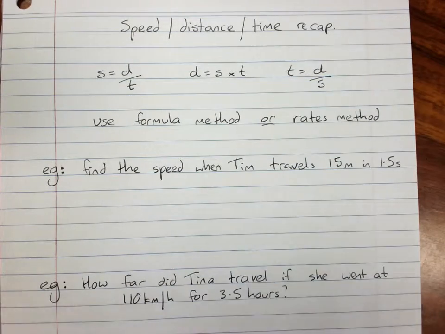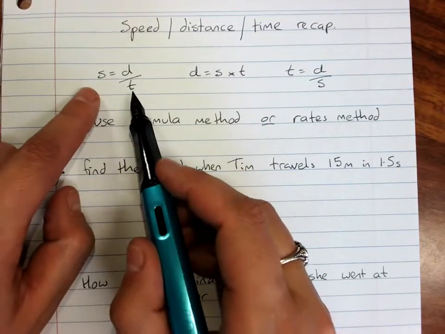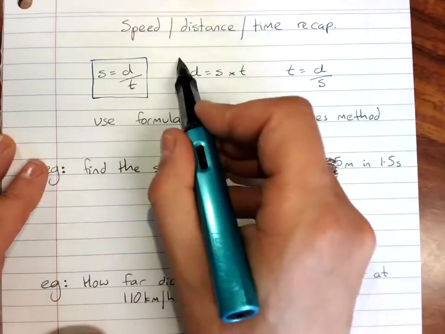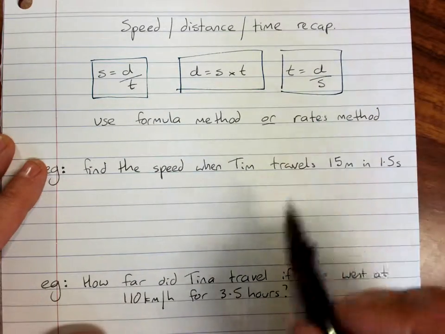A review of speed, distance and time. When we're finding speed, distance and time, we can use the formula method or the rates method. The three formulas are here. Speed is distance divided by time. Distance is speed times time. Time is distance divided by speed.